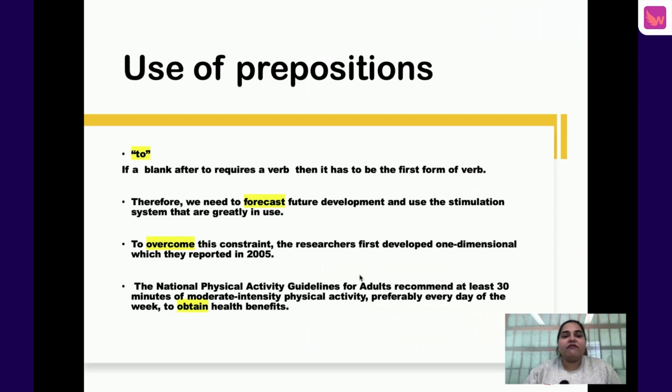Then we have a very important preposition rule that we normally make mistakes in, in our normal daily life as well. So with the to, we always put the first form of verb after it. So if a blank after to is there, it requires a verb. It has to be the first form of verb. For example, therefore we need to forecast future development and use the stimulation. So need to: to is there, and then it says forecast. To overcome, and then to obtain. So with the to, we always put the first form of verb.